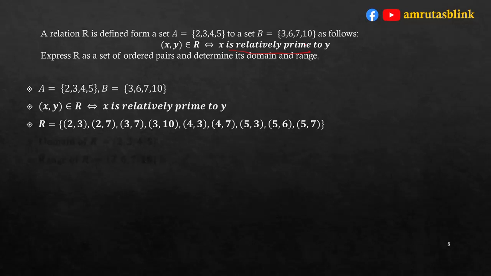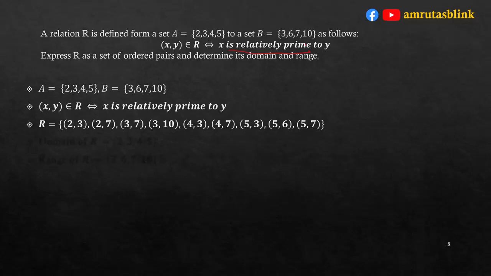Similarly, for 4, (4, 3) can be taken. (4, 6) cannot be taken because they have 2 as a common factor. (4, 7) can be taken. Again, (4, 10) cannot be taken. (5, 3) can be taken, (5, 6) can be taken and (5, 7) can be taken.